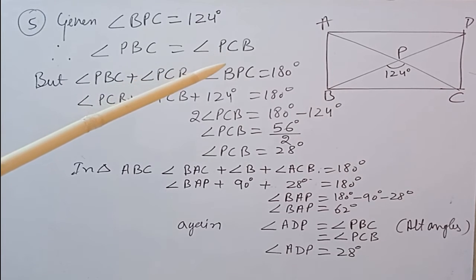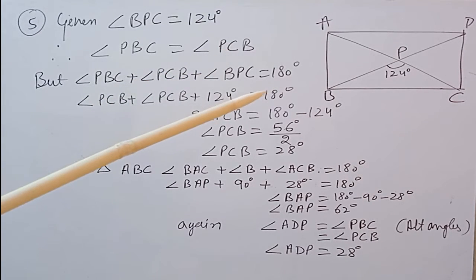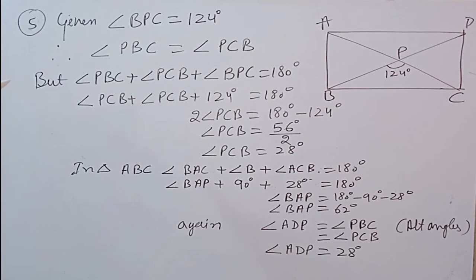But in the triangle PBC, we have angle PBC plus angle PCB plus angle BPC equal to 180 degree, as we know the sum of the angles of a triangle is 180 degree. Now put the value of PBC as PCB because both are equal. So angle PCB plus angle PCB plus 124 degree equal to 180. 2 angle PCB equal to 180 minus 124. That means angle PCB equal to 56 upon 2, that is angle PCB, we will get 28 degree.